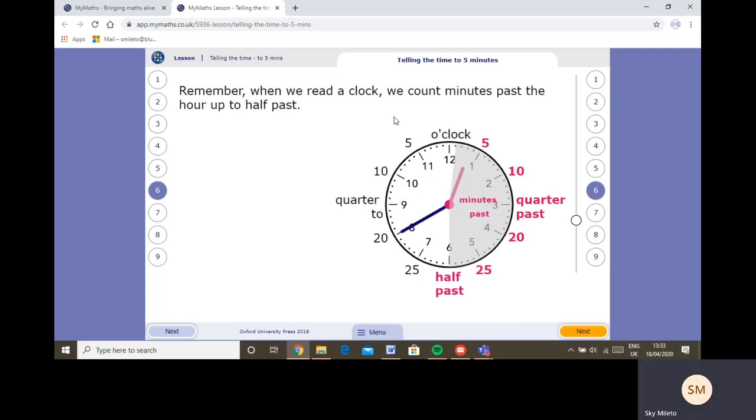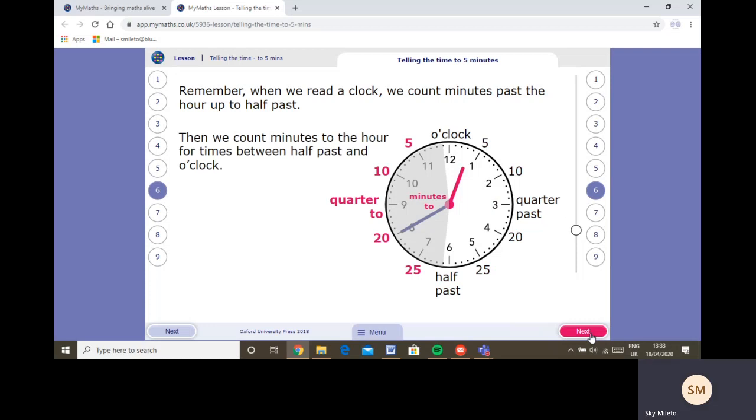So remember, when we read a clock, we count the minutes past the hour up to the half past hour. Half past the hour. From then, it's to the next hour. Minutes to the hour.